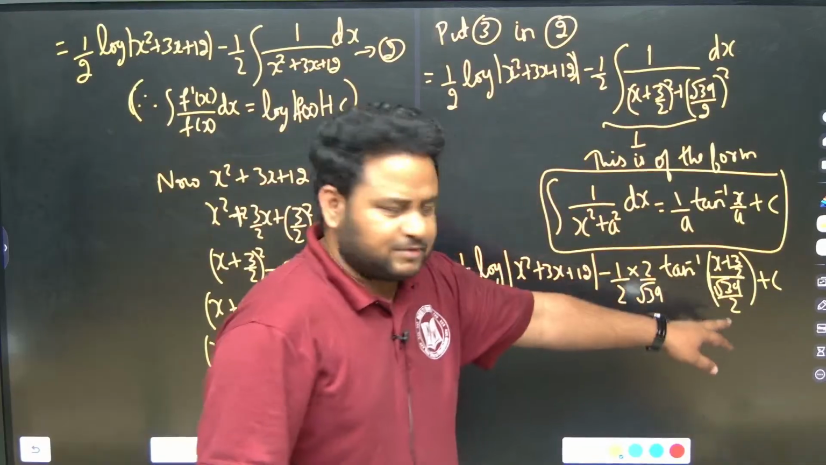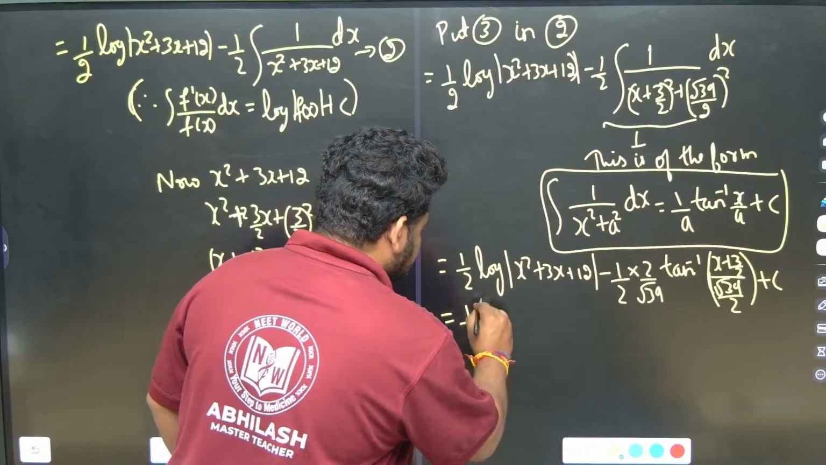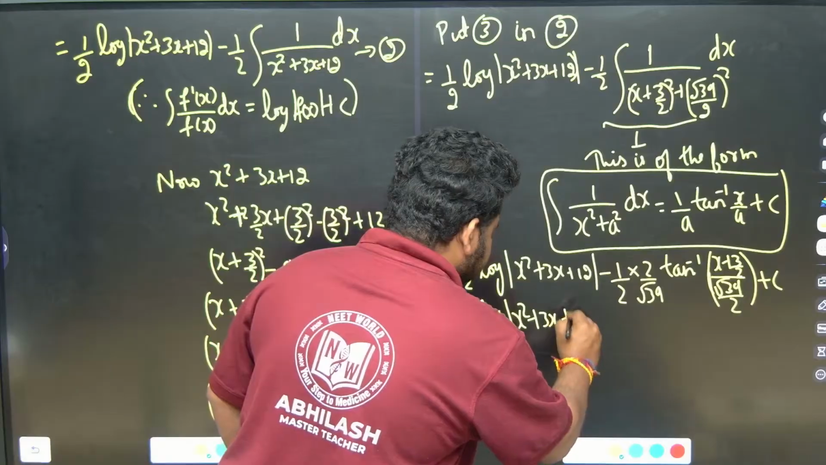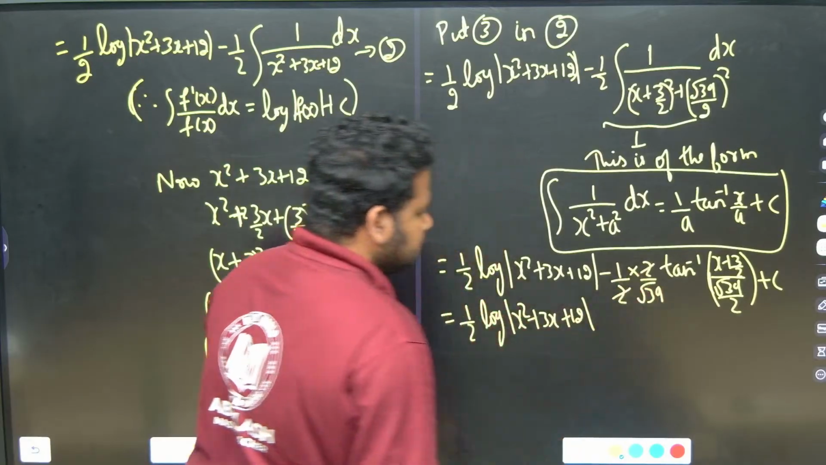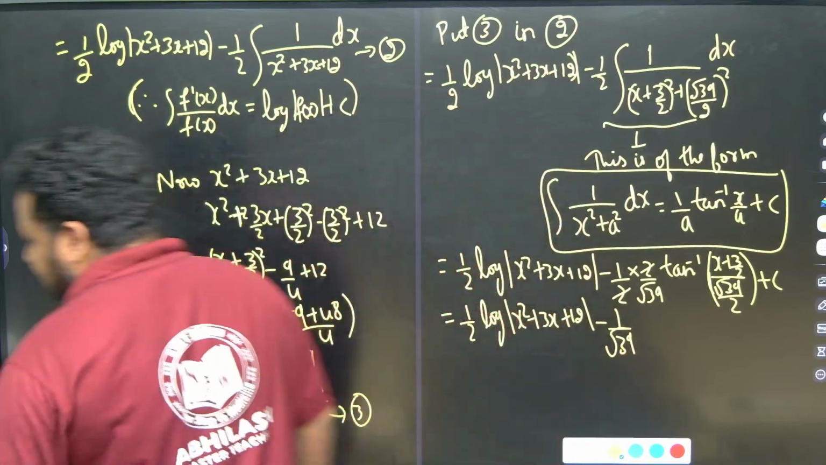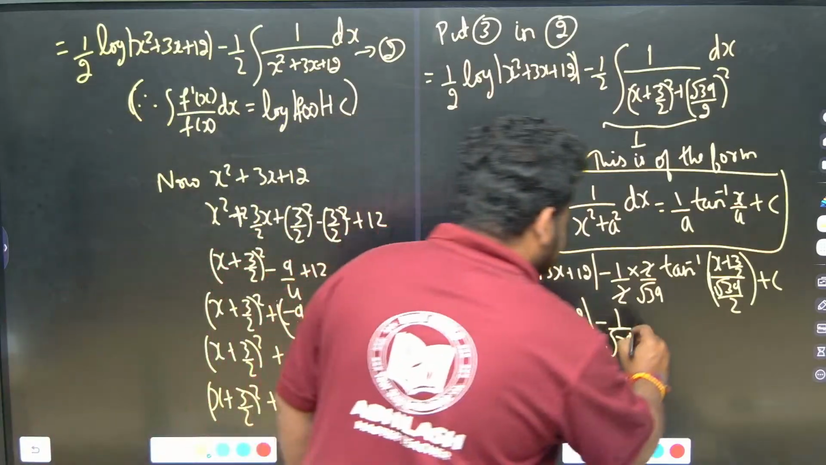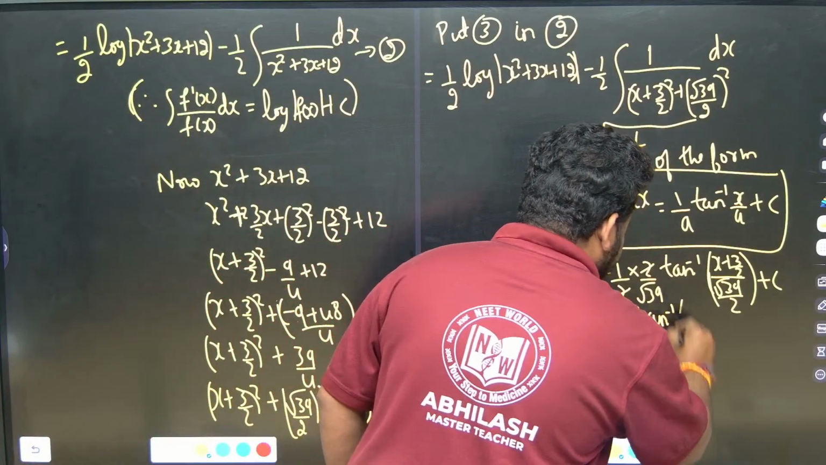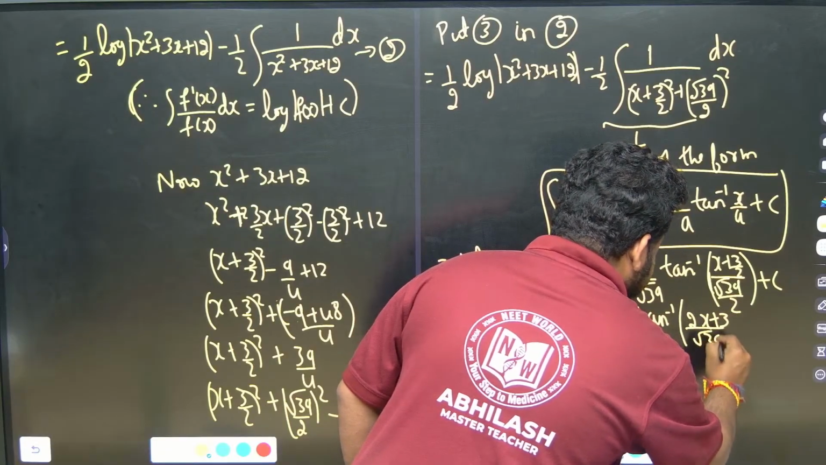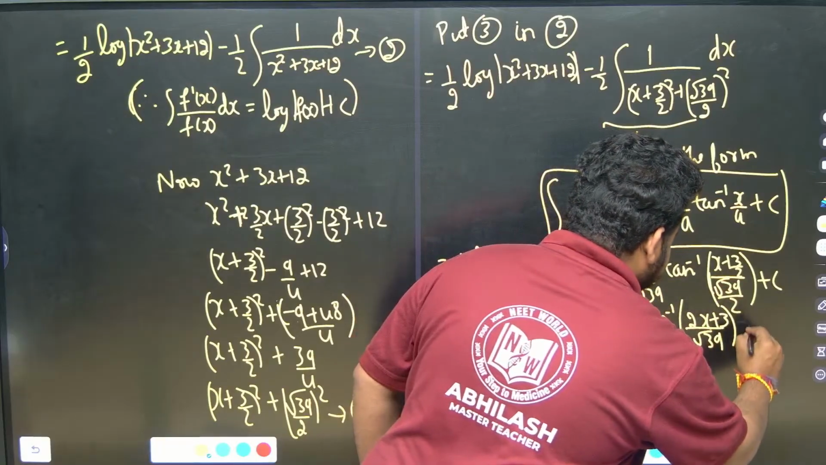This further I can simplify. Here if I take LCM for the 2, I will have 1 by 2 into log of mod x square plus 3x plus 12. Here the 2 cancels, so I can write it as minus 1 by root 39 into tan inverse of, if I take LCM, 2x plus 3 divided by root 39. Why? Because the denominator here is 2, here also the denominator will be 2, and the 2s will cancel. So directly I am writing it here, plus c.